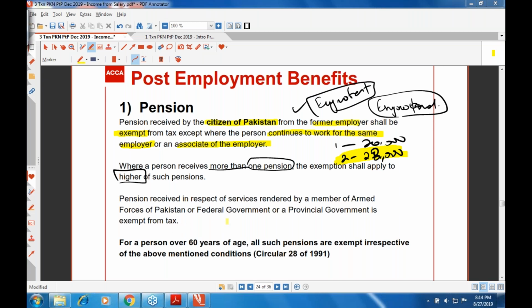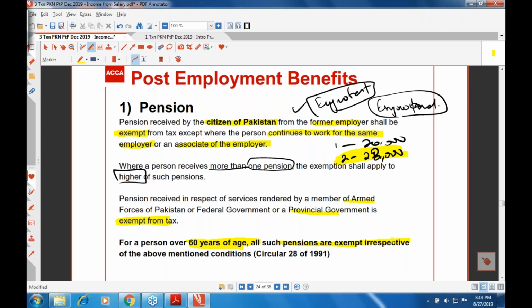Similarly, it says that if you have worked for the federal government, the provincial government or the armed forces, then your pension is exempt from tax. Lastly, the pension over 60 years. If you are somebody who is more than 60 years of age, all the pensions are exempt irrespective of the above mentioned conditions.